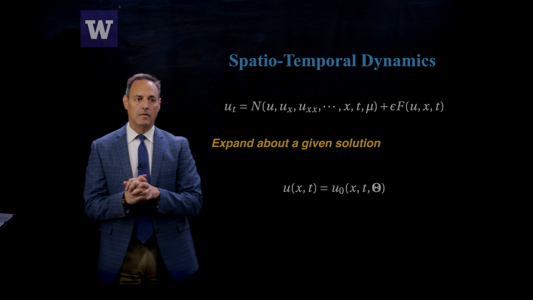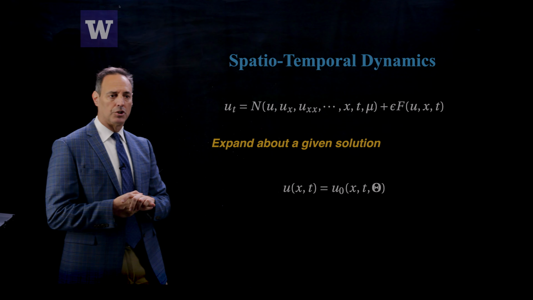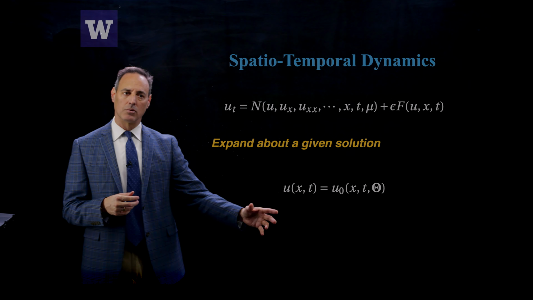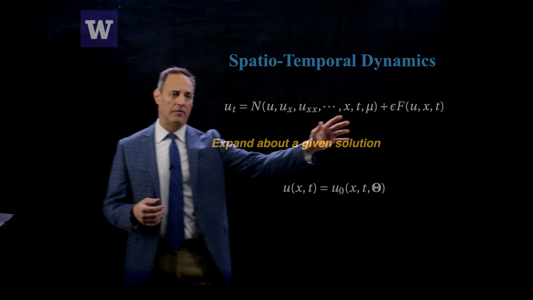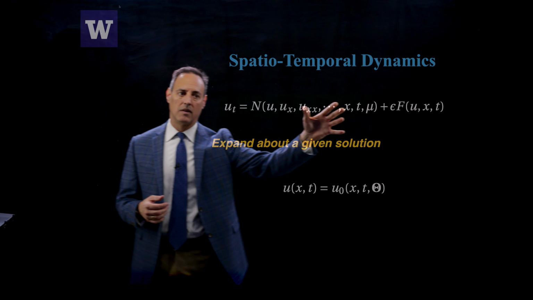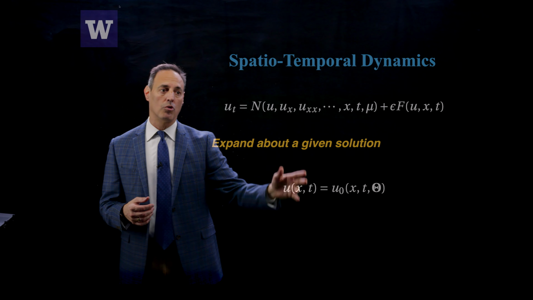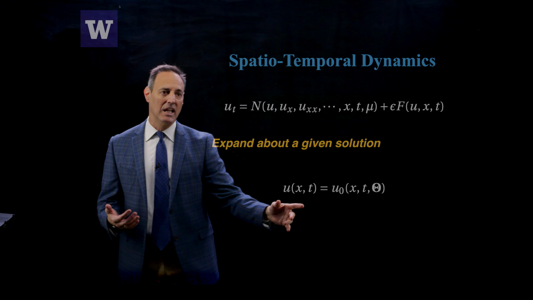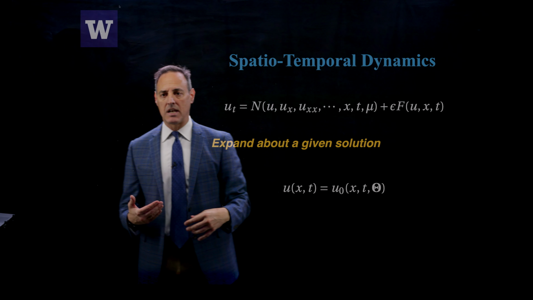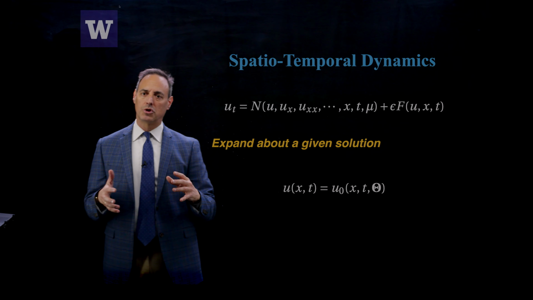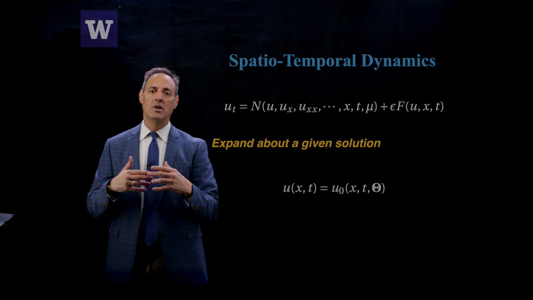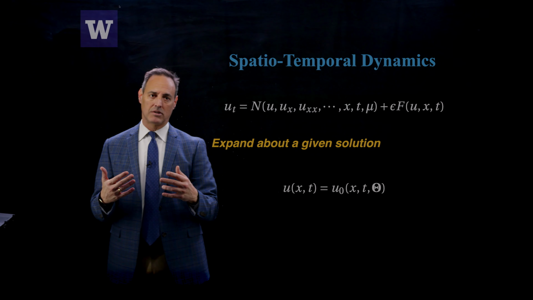So I want to expand about a given solution. What I'm going to assume here is that there's some base solution, just call it U naught, and this is in the case epsilon is 0. So if I throw out that forcing term, I have a base solution, U naught, and it's a function of x and t. And what I do here is put theta. So theta are all the parameters in the system. When I write down this solution, it has some constants. I'm going to call those parametrizations of that solution.